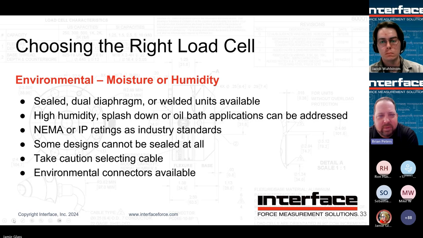And then moisture, humidity should be pretty straightforward. Different sensors have different levels of sealing, as we'll show. If you have moisture or high humidity, make sure you're properly selecting the right sensor, and also pay attention to your cable. We often have situations where moisture can weep up through the cable, and despite best efforts to seal the sensor itself, it makes its way in. So really make sure you engage with the application engineers or look at total system aspects.